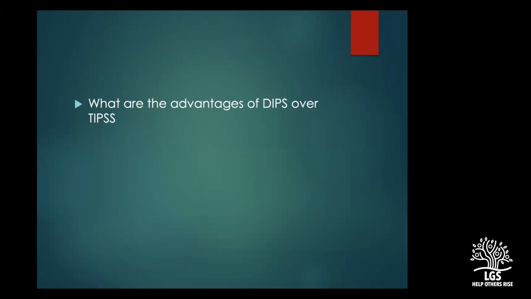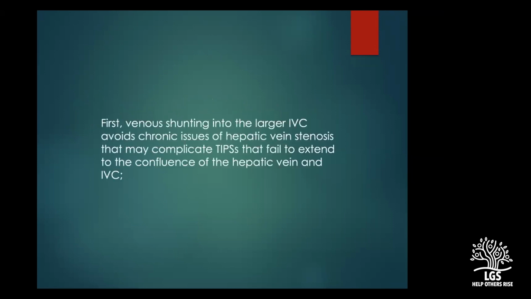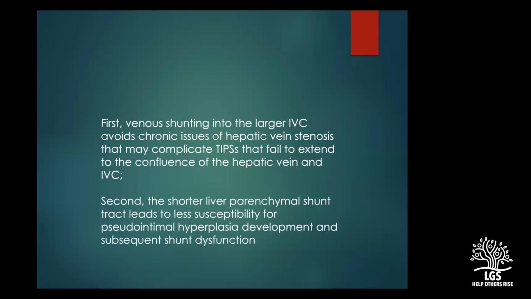What are the advantages of DIPS over TIPS? We had one patient of Budd-Chiari, I think the child was about 9 years old, pre-transplant, with refractory ascites, and the hepatic veins were completely thrombosed, so we had to go for DIPS. The advantage of DIPS over TIPS is that the shunting into the larger IVC avoids chronic issues of hepatic vein stenosis. Sometimes you can have stenosis of the hepatic vein even after deploying the stent when you go for the TIPS procedure, especially in Budd-Chiari patients. So in Budd-Chiari patients, DIPS probably has a bit of an advantage over the TIPS procedure.